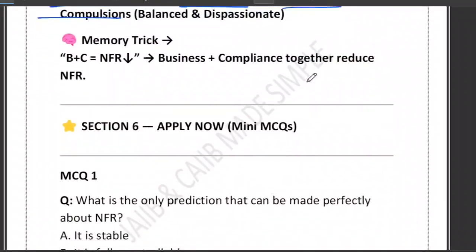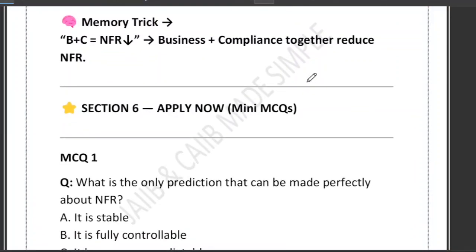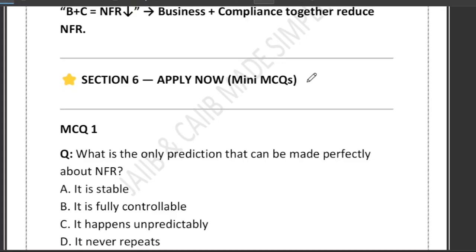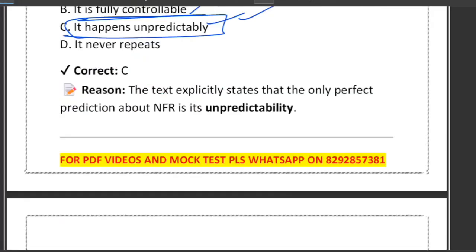So now let's do some MCQs. What is the only prediction that can be made perfectly about NFR? It is stable, no. Fully controllable, no. It happens unpredictably, yes.